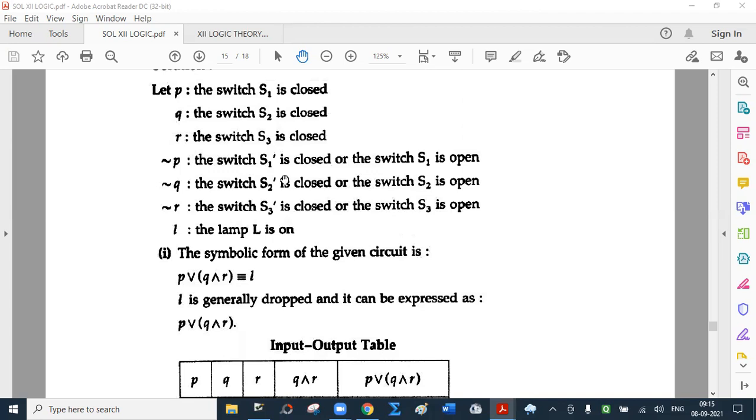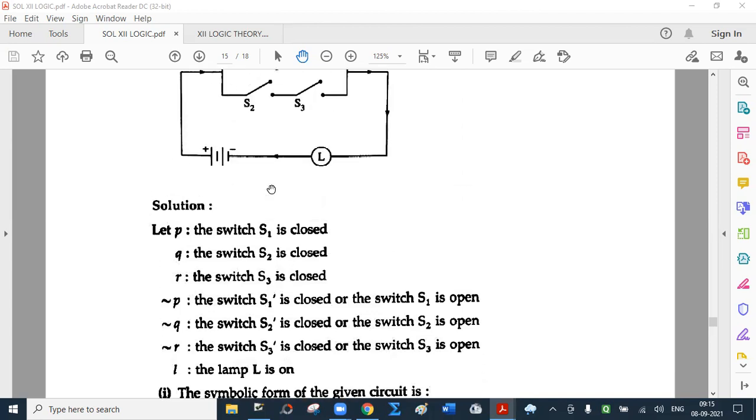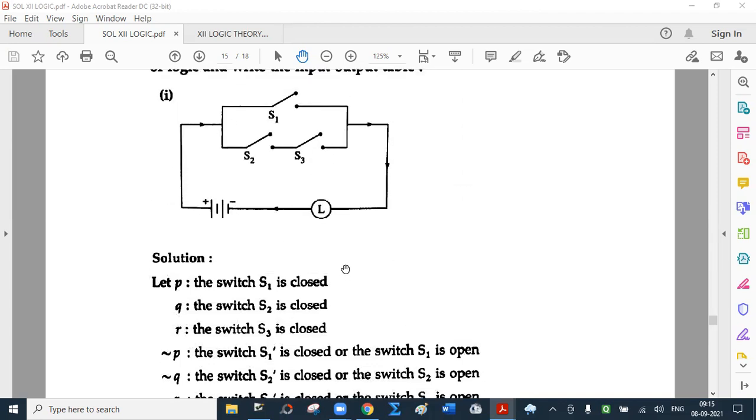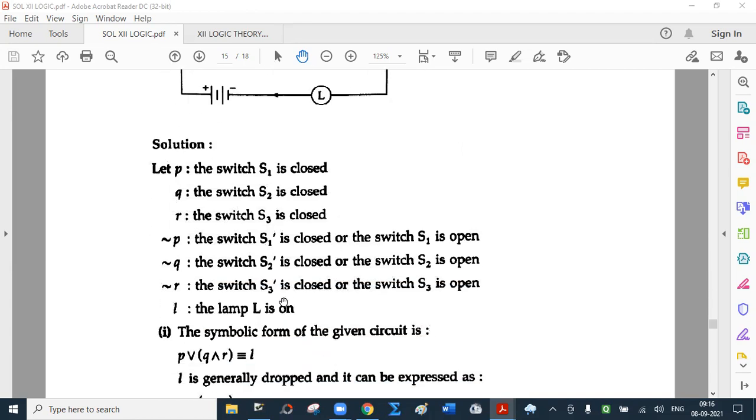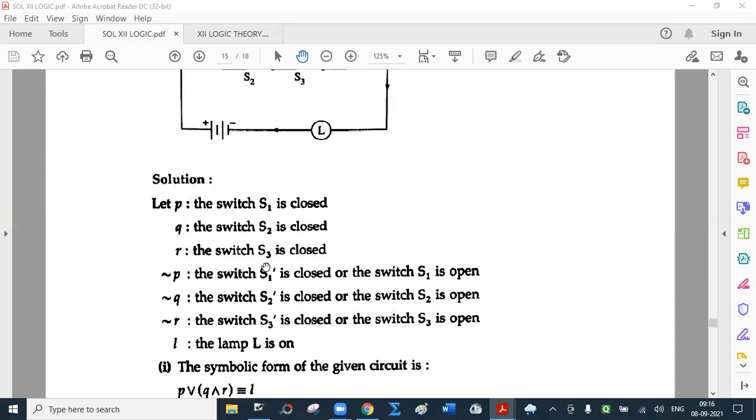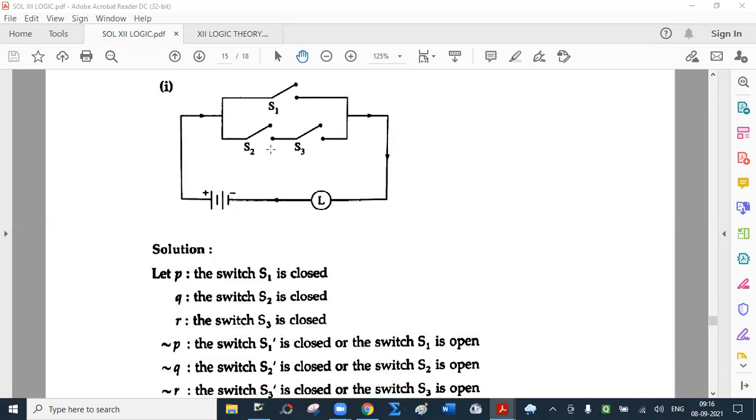I repeat that in the beginning, you have to say, let P denote the switch S1 is closed and so on. As I said, you need not write L for lamp L is on. You can just say that this is P or (Q and R). And then you have to prepare the input-output table.